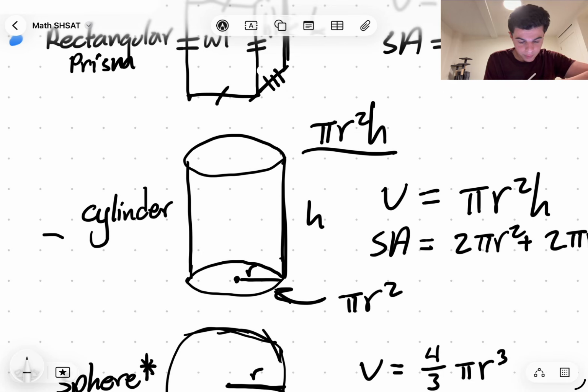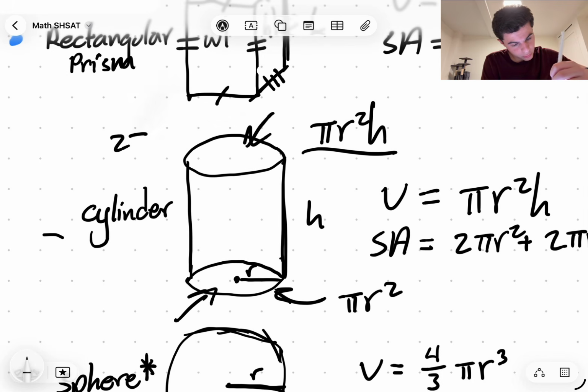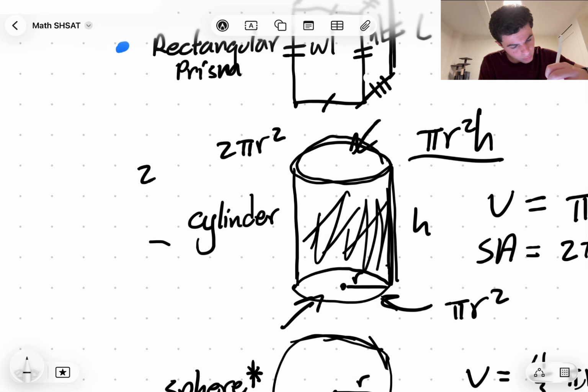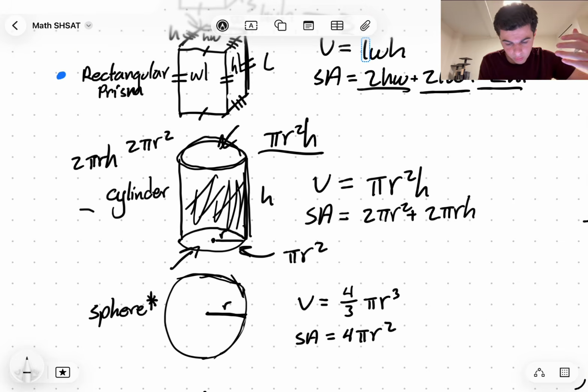For the surface area, we already said that this is pi r squared, and this will also be pi r squared, right? So you have 2 pi r squared. And then now we need to find this middle section here. Well, we know that the circumference times the height will give us this part here. So the circumference is 2 pi r times h, right? So we get 2 pi r squared plus 2 pi r h as shown there.